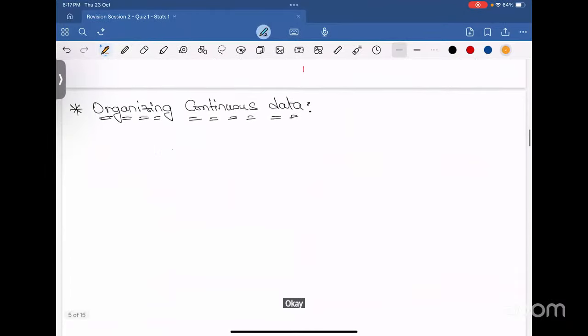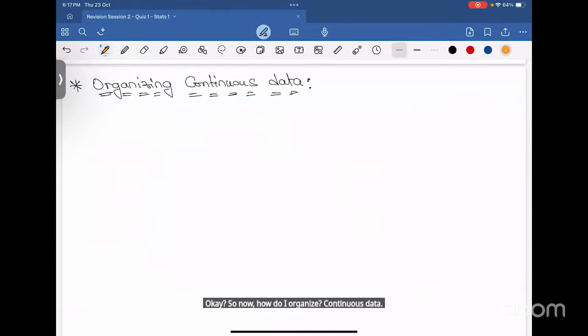Now how do I organize continuous data? For continuous data, there are certain rules that we should follow. Since the data is continuous, we can't plot each and every data point as a separate value and plot bar graphs. That will look absurd, or it's not very clear. For that, we follow certain guidelines. First of all, we determine some classes. So we fix some classes, or we group some data points together.